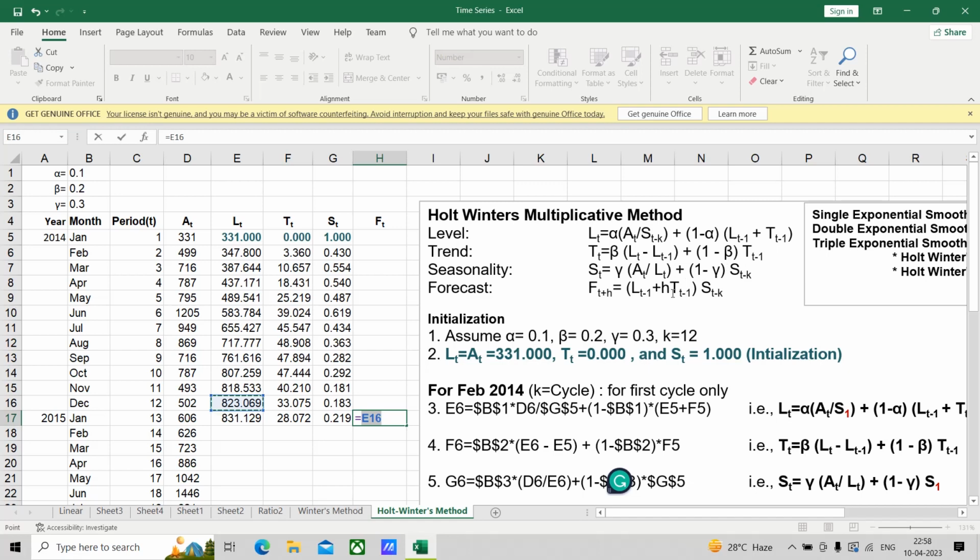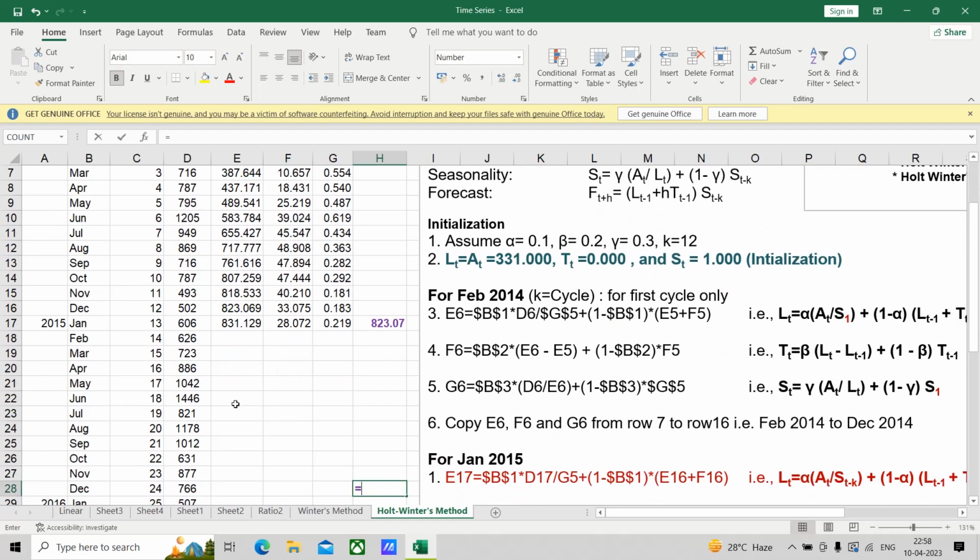H is 1, so T minus K, T minus 1, 13 minus 1, that is 12. And the T value for 12 is this one. So we click here, first click this, then press the plus sign for this value.